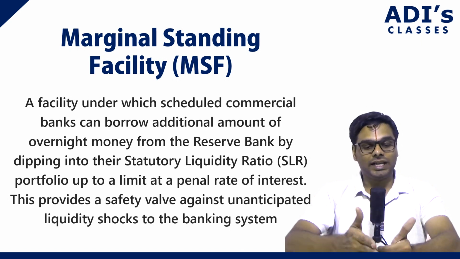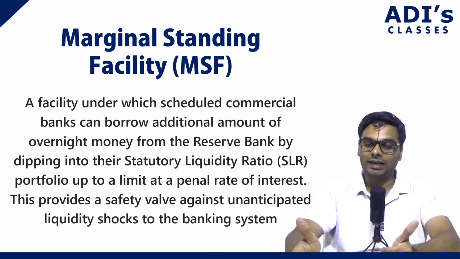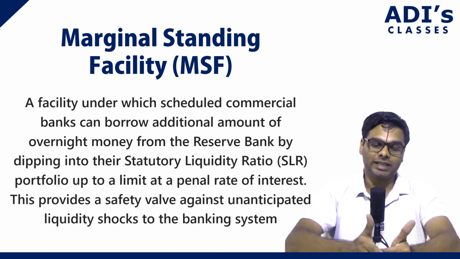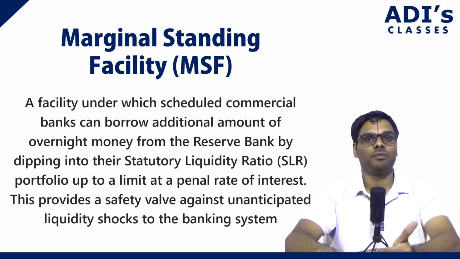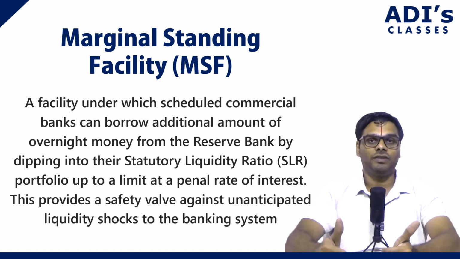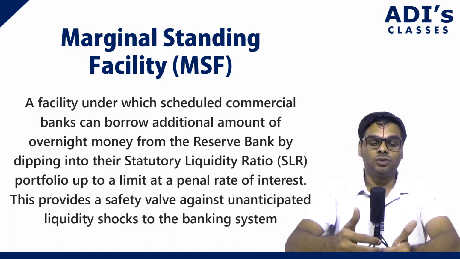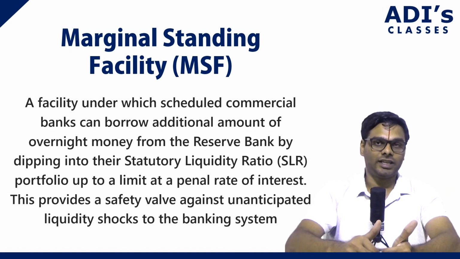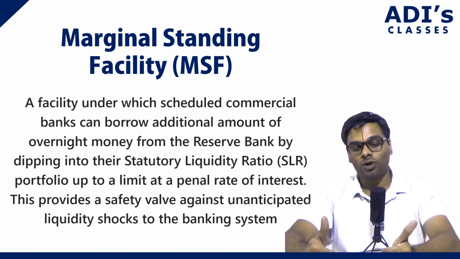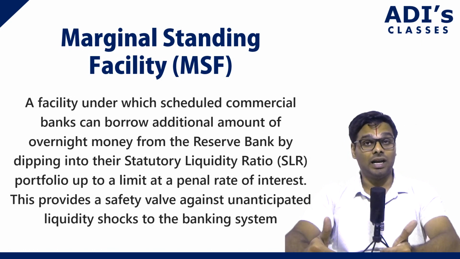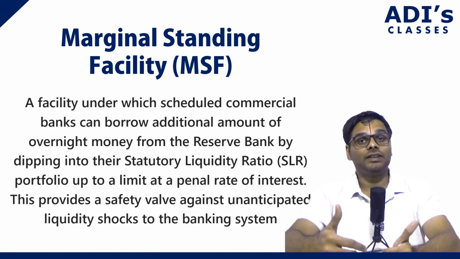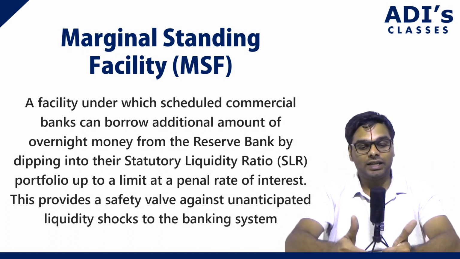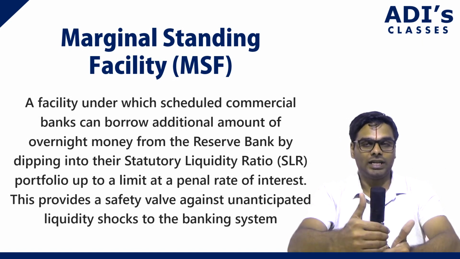Now, let's say bank A has pledged all its government securities and has taken overnight liquidity from the RBI. But this is still not enough for bank A. They need more money. Then what will they do? They'll say, okay, now we will dip into our statutory liquidity ratio portfolio and take more loan from the RBI. But the RBI does not like that the banks are doing this. So it will have a penal rate of interest. Generally, banks can borrow from the RBI at the repo rate. Let's say the repo rate is at 5%.